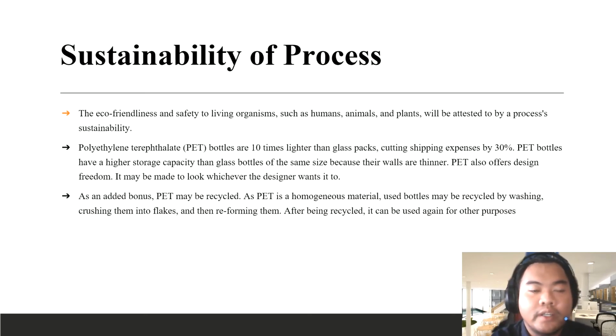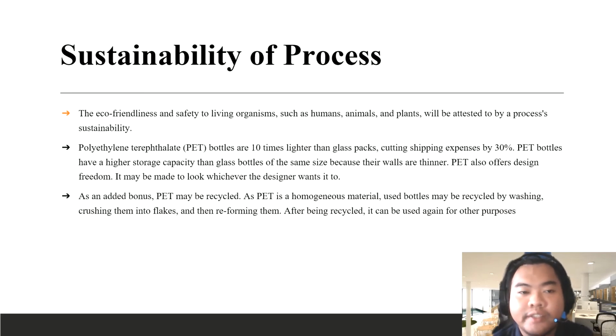First, the eco-friendliness and the safety of living organisms such as humans, animals, and plants will be attested to by process sustainability. Then, polyethylene terephthalate PET bottles are 10 times lighter than glass ones, cutting shipping expenses by 30%. PET bottles have higher storage capacity than glass bottles of the same size because their walls are thinner, and PET also offers design freedom, so it may be made to look however the designer wants.